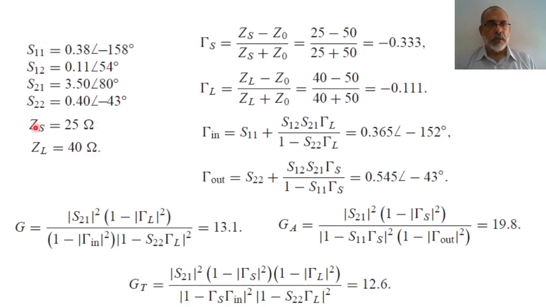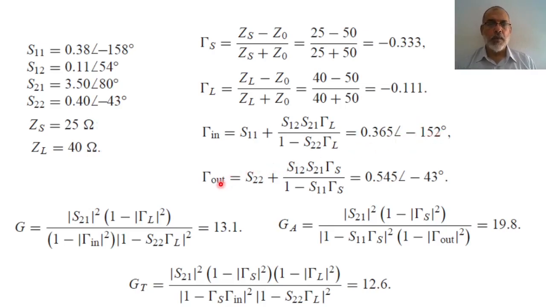From gamma source, gamma load, and the scattering parameters of the transistor, we can calculate the input reflection coefficient and the output reflection coefficient of the two-port network representing the transistor, connected at the output with the load and connected at the input with the source. So gamma input at the input of the transistor is S11 plus S12 S21 multiplied by gamma load over 1 minus S22 multiplied by gamma load. It should be noted that all these parameters are complex quantities with amplitude and phase, so we are going to calculate them in terms of their amplitude and phase. By calculating this, we find that gamma in is 0.365 with an angle minus 152 degrees.